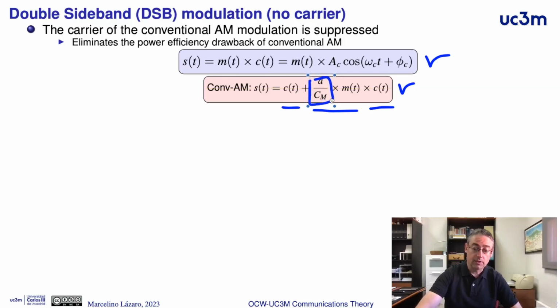We avoid this scaling factor, but what is more important is that the introduction of the carrier is avoided. And this means that the drawback of a conventional amplitude modulation of having a relatively low power efficiency is eliminated, because now in a double sideband modulation, power is not going to be wasted to transmit a carrier that in terms of information doesn't carry information. This is one of the characteristics of this signal. There is a price to pay for this power efficiency.